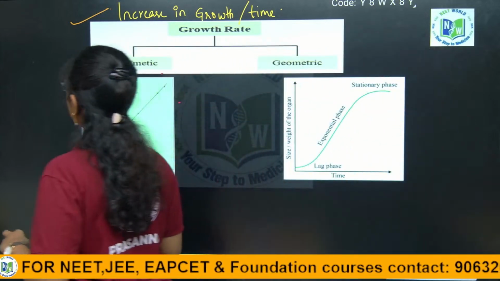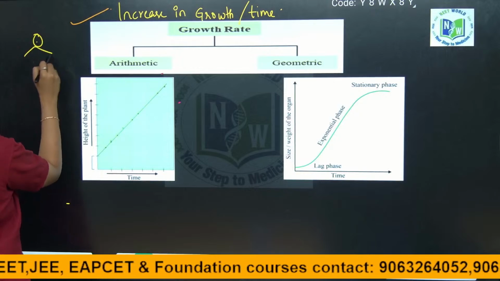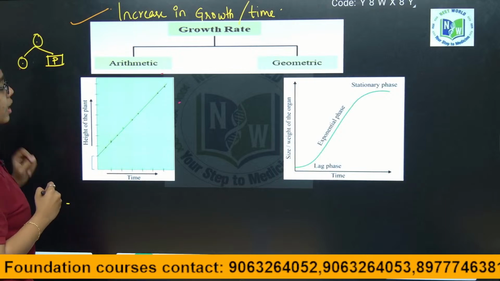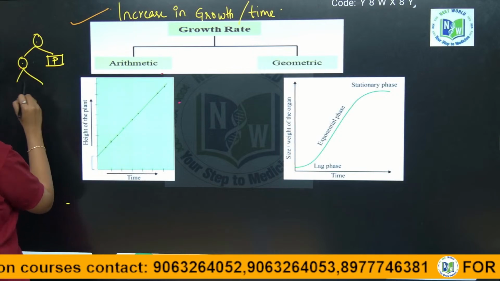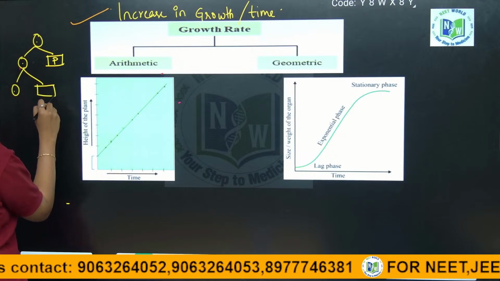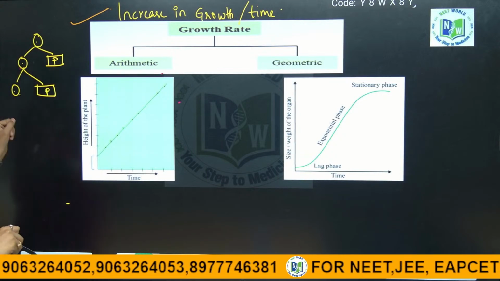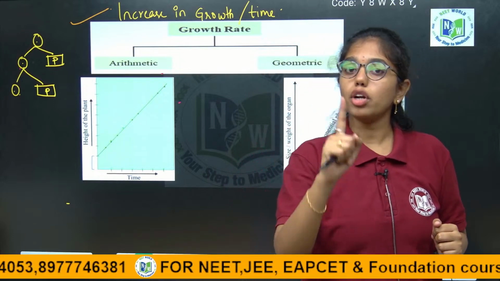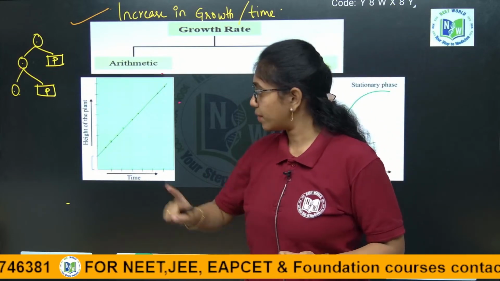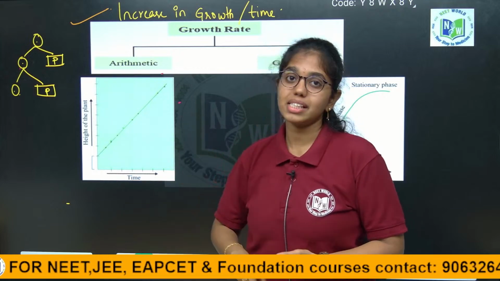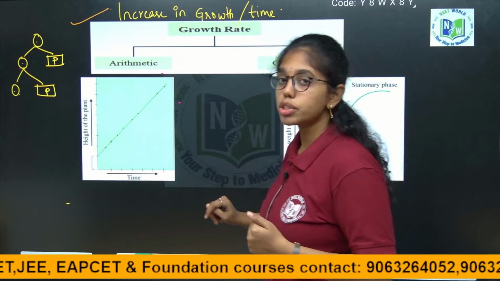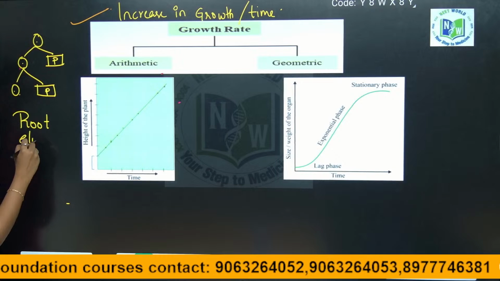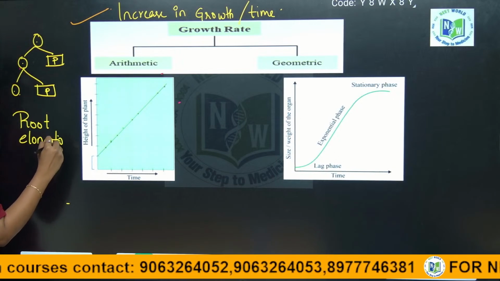In arithmetic growth, a single cell divides into two cells. Of those two daughter cells, one becomes permanent and the other will show meristematic activity. Again, when this cell divides into two, one cell becomes permanent and the other shows meristematic activity. In arithmetic growth rate, only one of the daughter cells conducts meristematic activity, and the other daughter cell becomes permanent. This is mainly seen in root elongation in the plant.